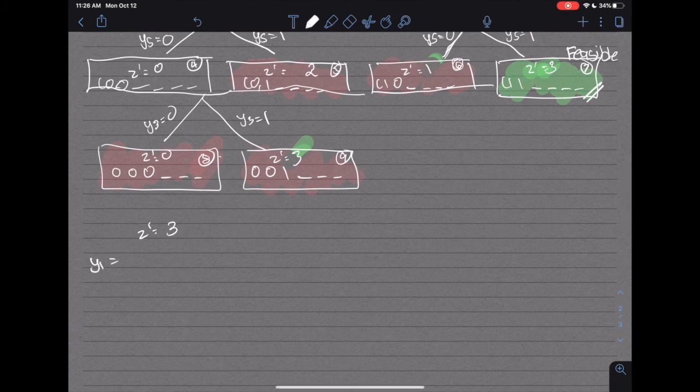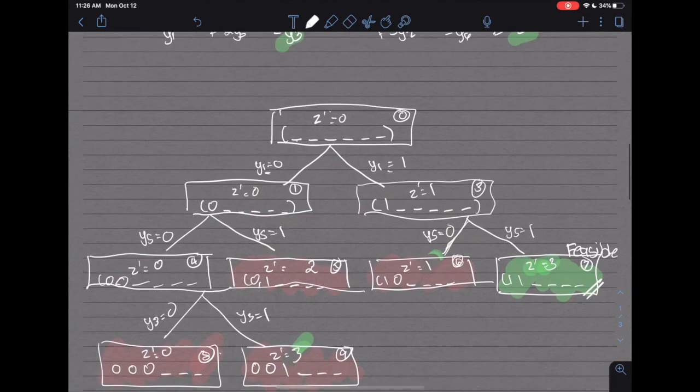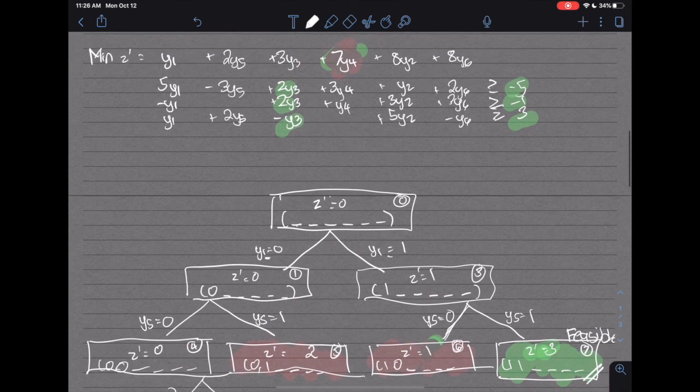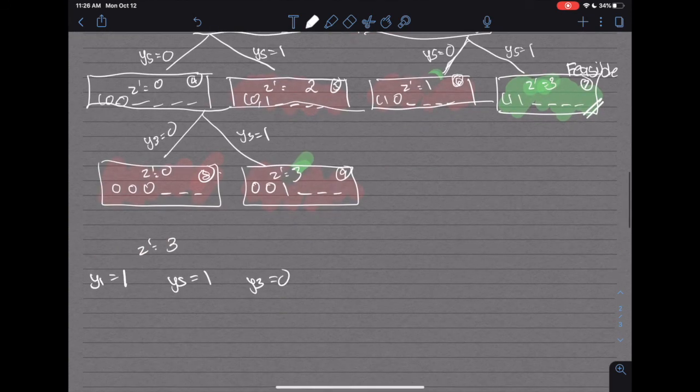y1 is equal to 1. y5 is equal to 1. y3 is equal to 0. y4 is equal to 0. y2 is equal to 0. y6 is equal to 0.